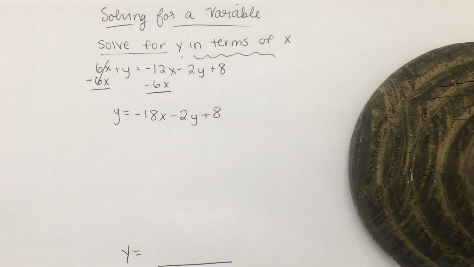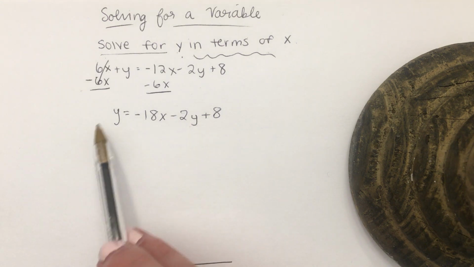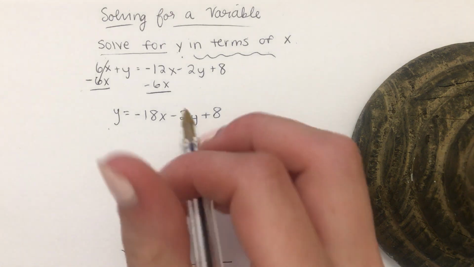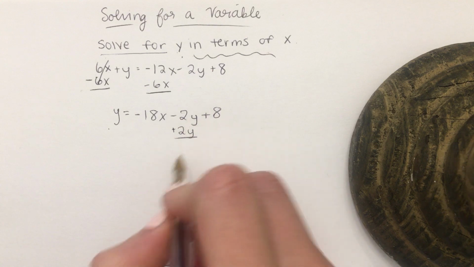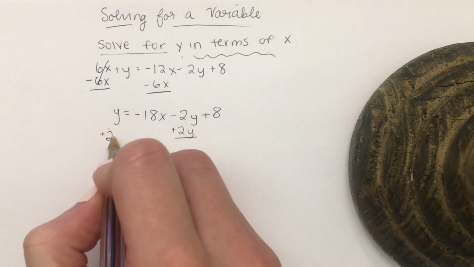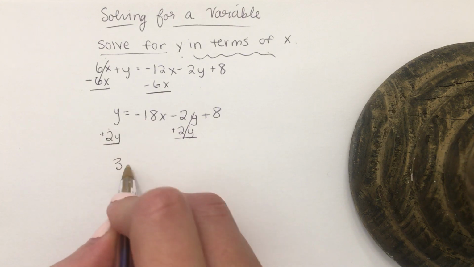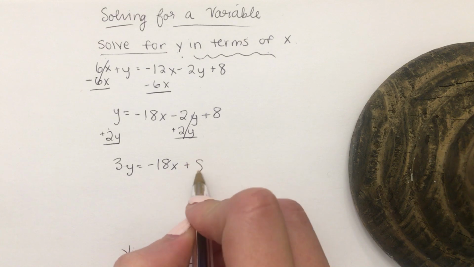So right now we do have y equals, but the only issue here is that there is a y term on the other side. So we need to move this y term over to the left to combine all of our terms. This is not going to be our final answer just yet. So the next step is to add 2y, because again, I'm going to the other side of the equal sign. The 2y cancels on the right, which gives me 3y equals negative 18x plus 8.